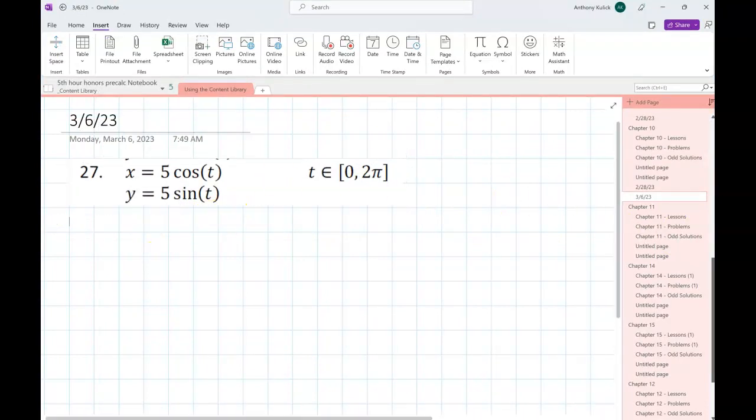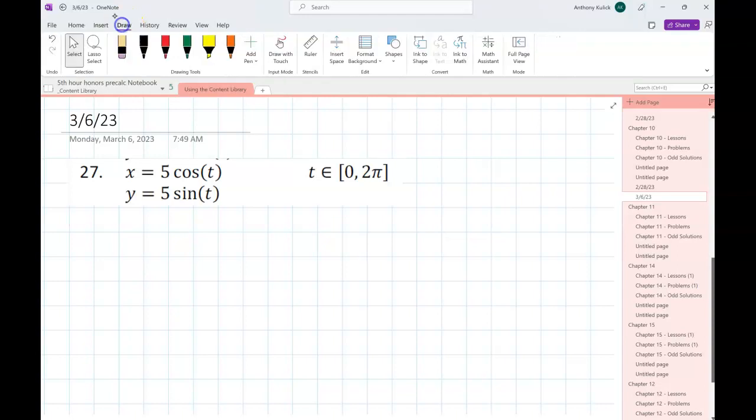So there were some more directions to this problem, right? They ask you to eliminate the parameter and then find the domain and range. We're going to skip the eliminating the parameter piece because of request. Is everybody okay with that? When we do that, you would have gotten x squared plus y squared equals 5 squared.